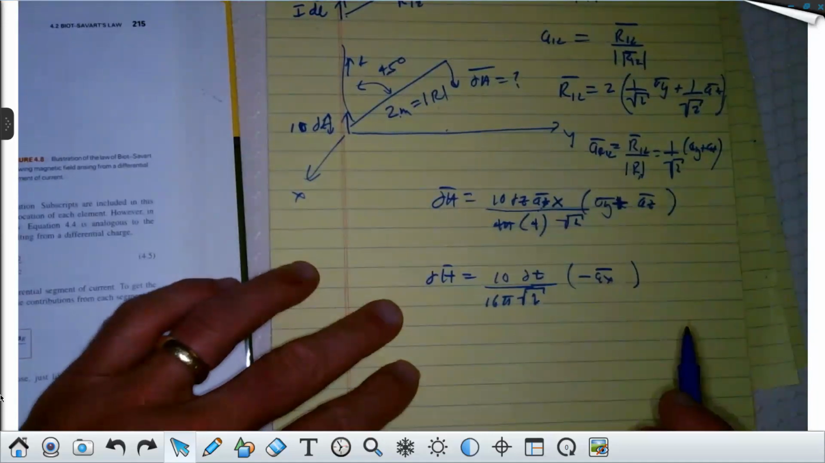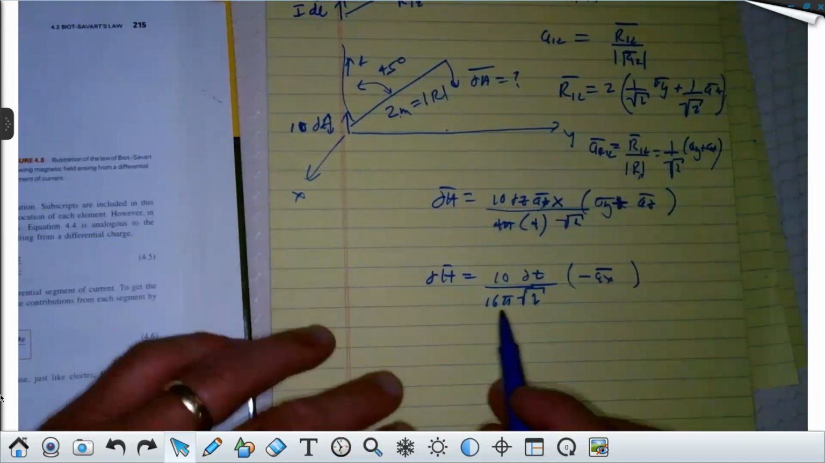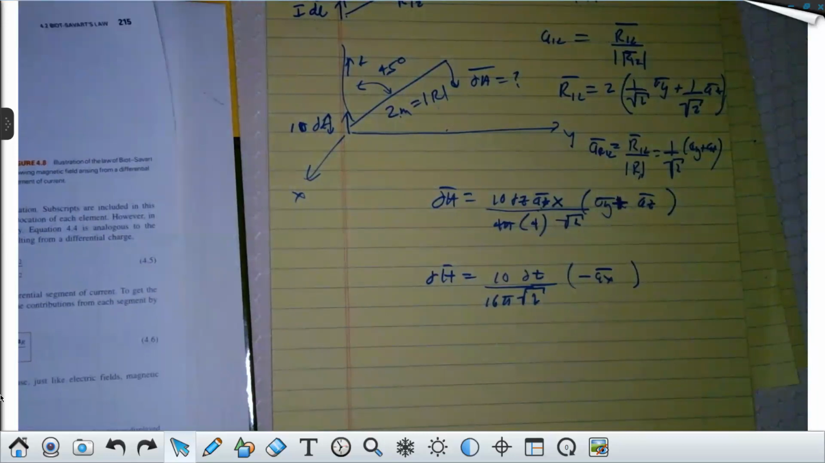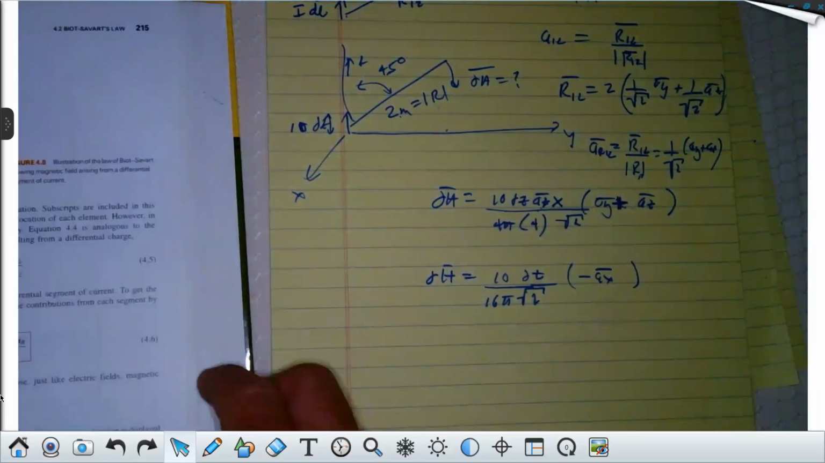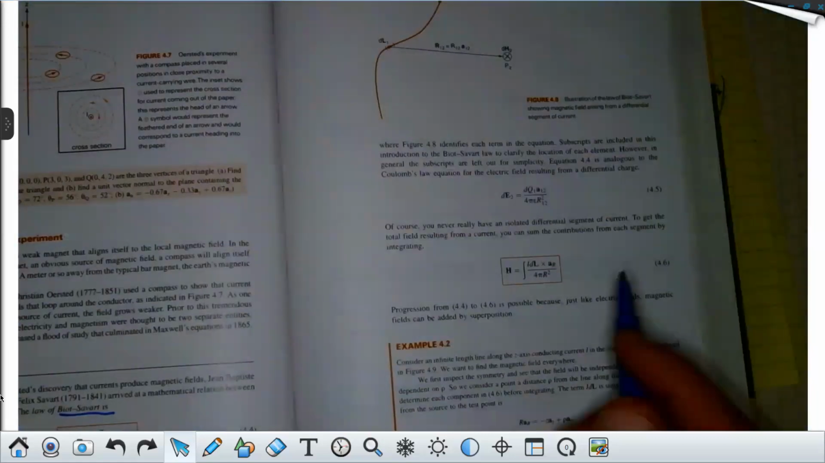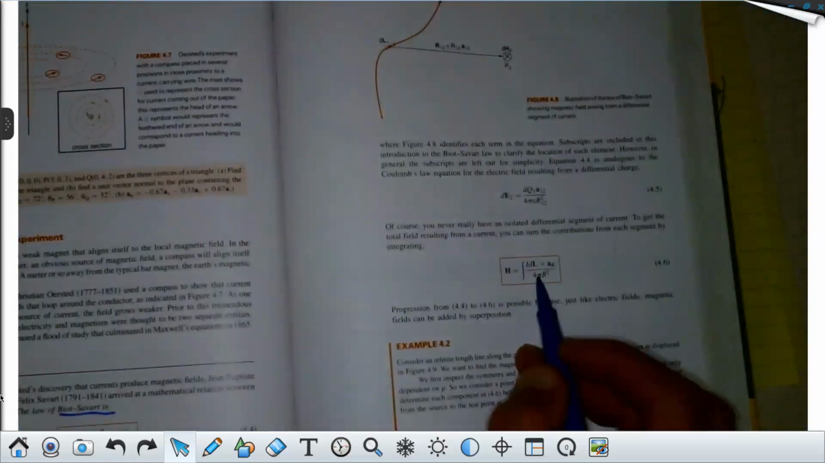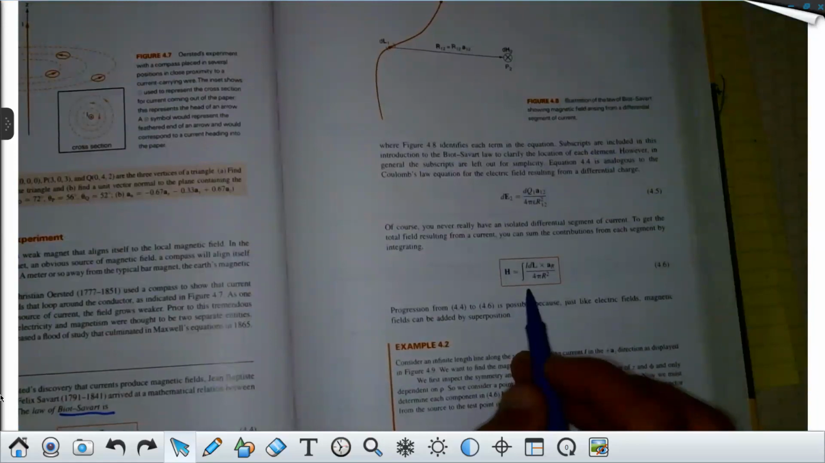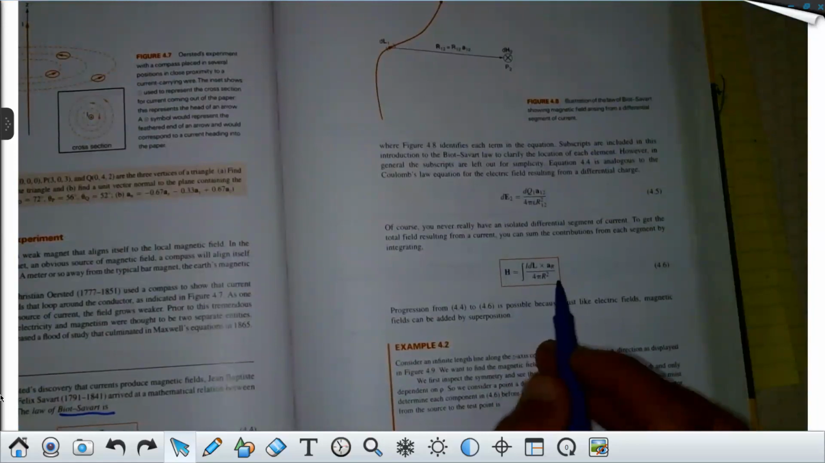Y'all with me? Now that's how to get the differential H field. If I went a step further, and I know I am out of time, but if I wanted the total H field, then in Wentworth's book, he says, well, find the differential H field and then integrate it over the entire length where the current exists. Does this make sense to everybody?